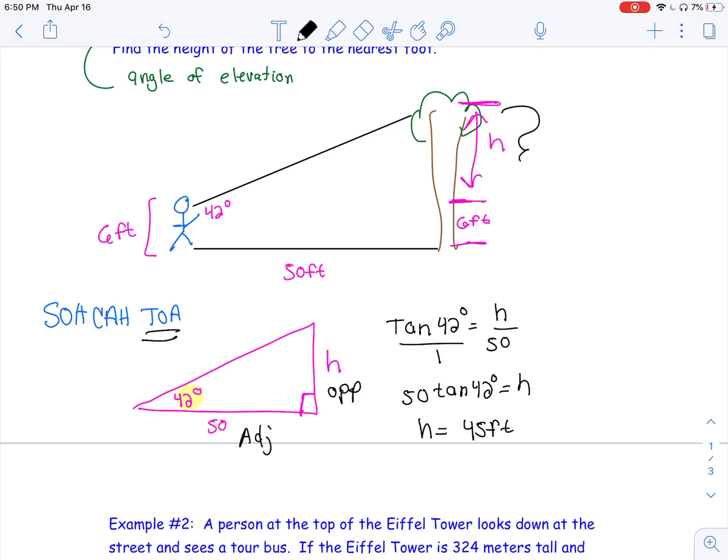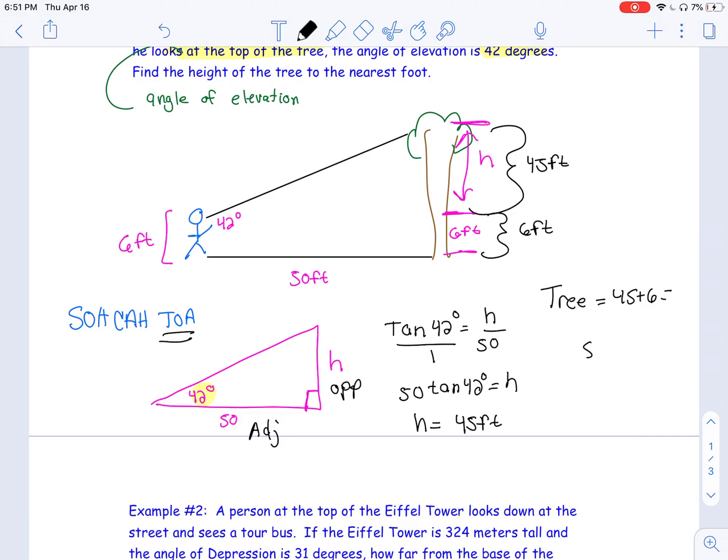So that means this part is 45 feet. Plus we need to add the 6 feet for how tall the guy was. So how tall is the tree? The tree is 45 plus the 6. So the tree is going to be 51 feet.